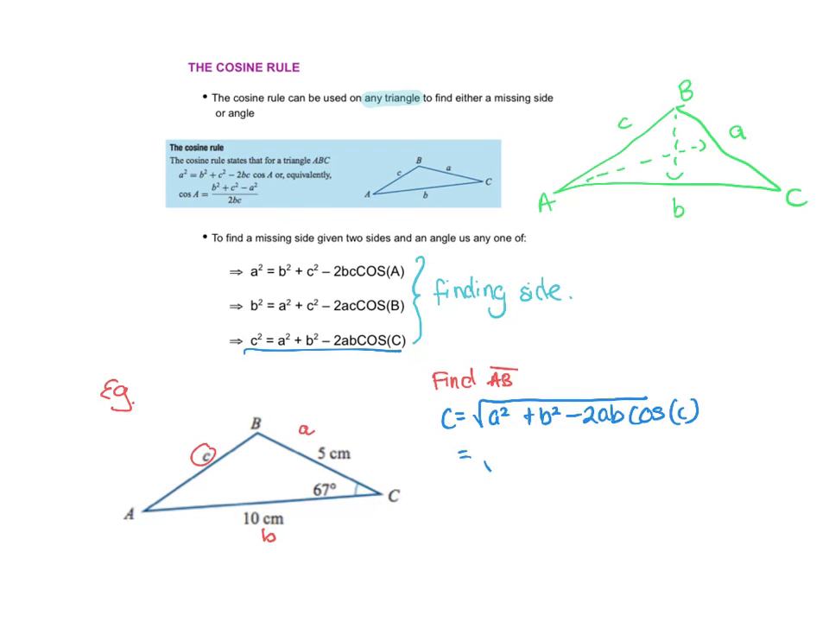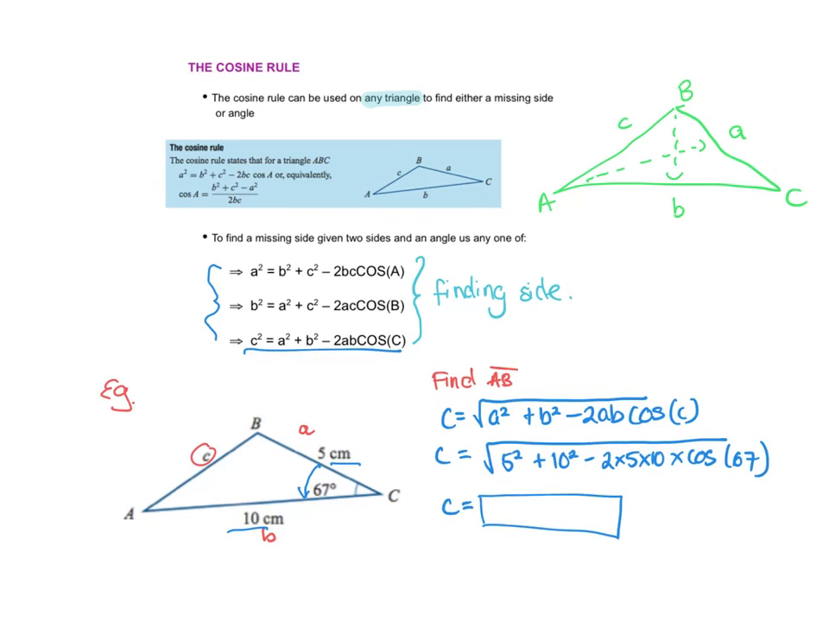Then we'll just substitute in the values. So we can see a is 5 squared, b is 10 squared, minus 2 times 5 times 10 times cos 67, and that will give you your answer for C. So the cosine rule is used when you have two sides and the included angle between those two sides. These are all just rearranging versions of the cosine rule. I don't have my calculator, so you guys can work out that one.